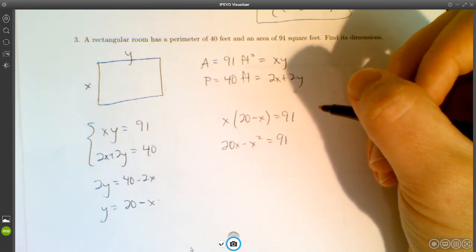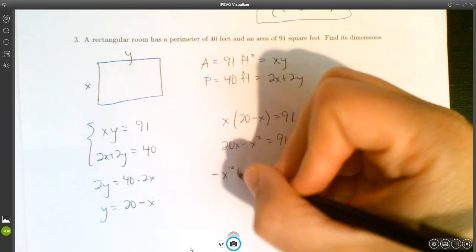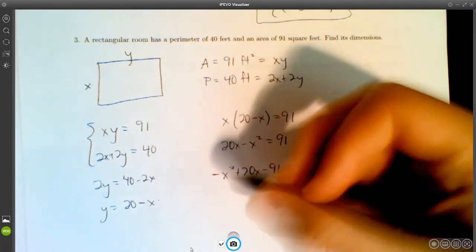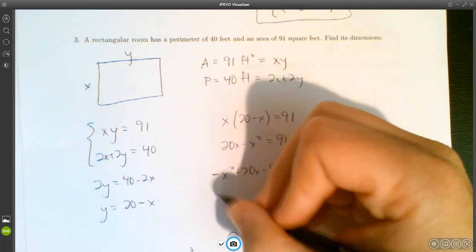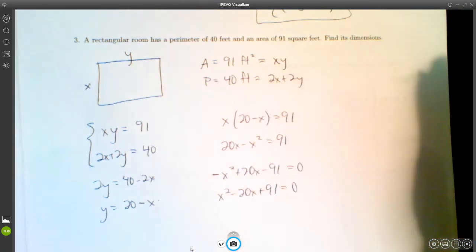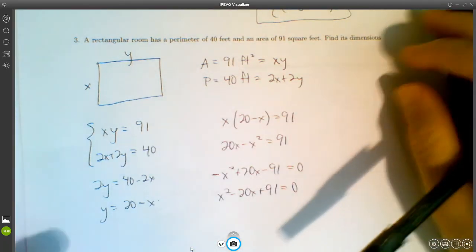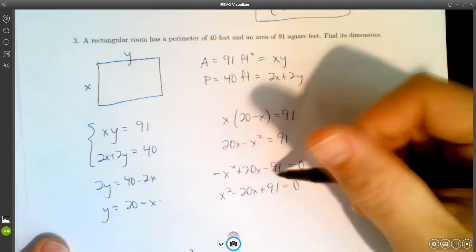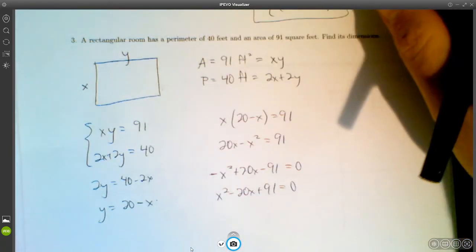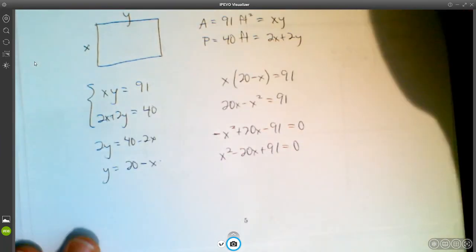Oh, what? This is going to be so nasty. We get negative x squared plus 20x minus 91 equals 0. I can at least divide through by a negative and get x squared minus 20x plus 91 equals 0. I don't think I can factor that. Is 91 prime? I think 91 might be a prime number, so I'm not convinced that I can factor this. So I'm just going to use the quadratic formula.